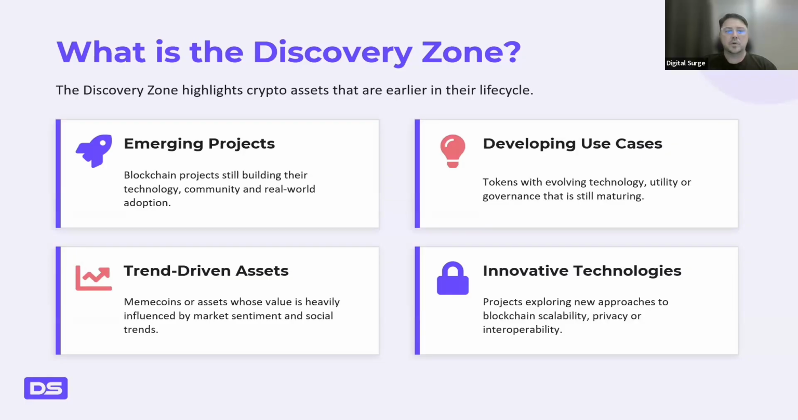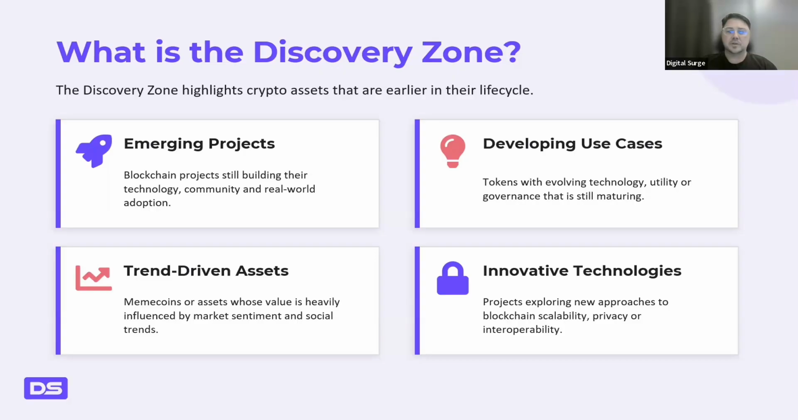The first type is what we call emerging projects. These are blockchain projects that are still actively building their core technology and working to grow real-world adoption. They might have a promising idea and a working product, but they are still in the early stages of proving themselves. The second type involves tokens with developing use cases.